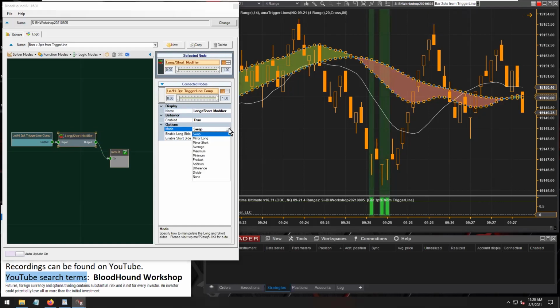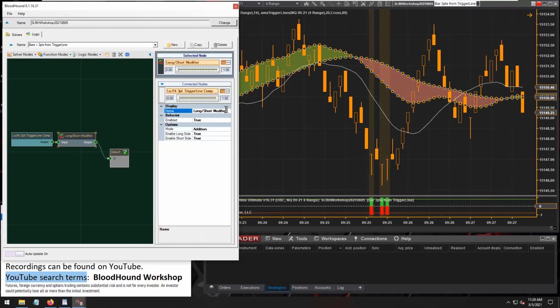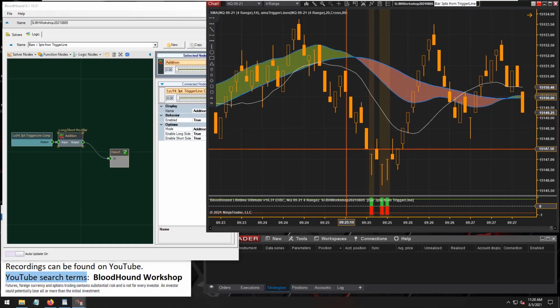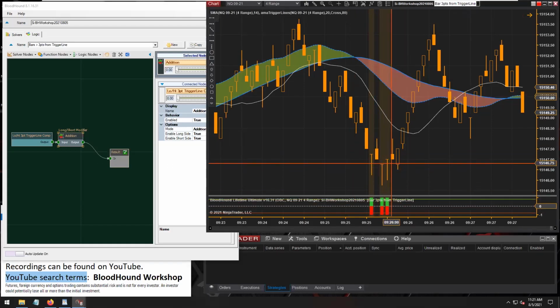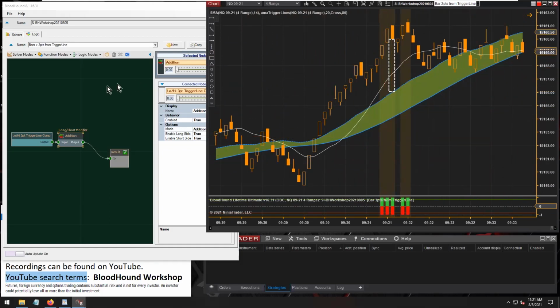And the mode, let's see, addition. Yeah, just use addition there. I'll change the name of that so we know this long-short modifier is just doing the addition mode. Now we can see we're getting a long and a short at the same time. So that's our condition for blocking signals.